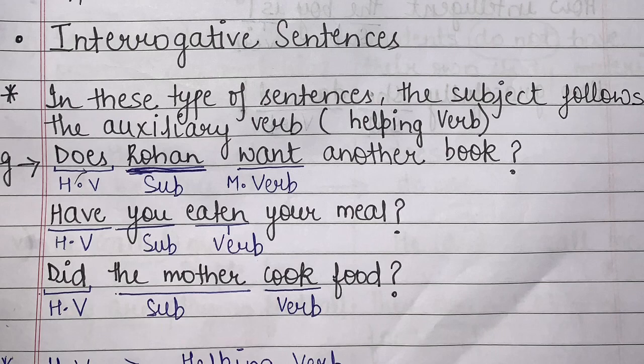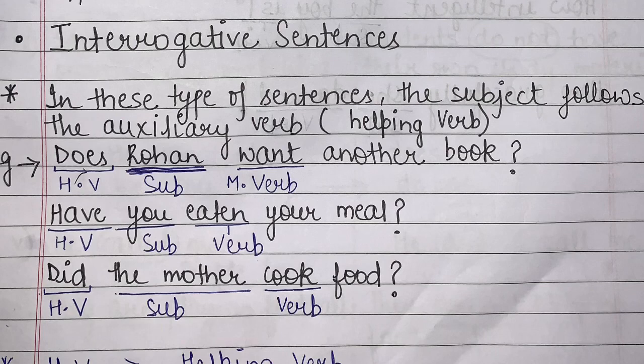Right? So now let's move towards the second type of sentence. Now let's talk about interrogative sentences. So students, what generally happens in interrogative sentences is that the subject follows the auxiliary verb. Now what is an auxiliary verb? It is the helping verb.